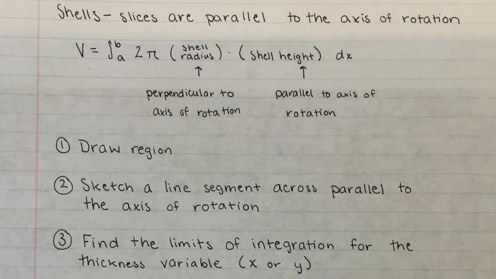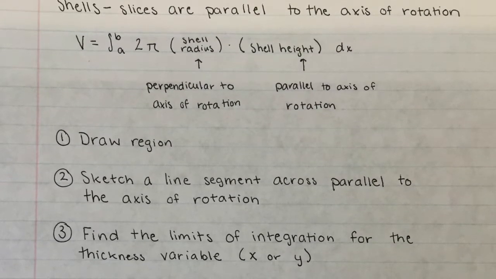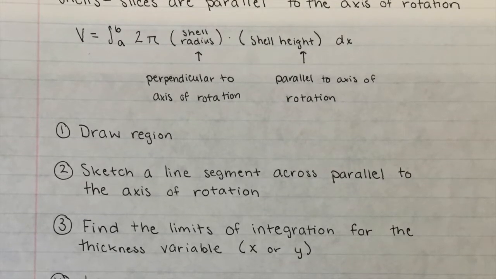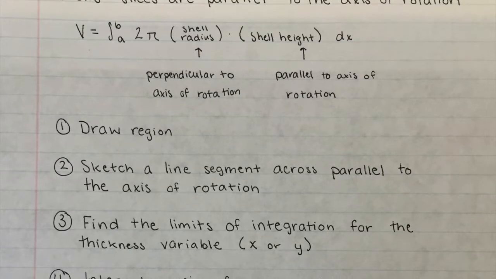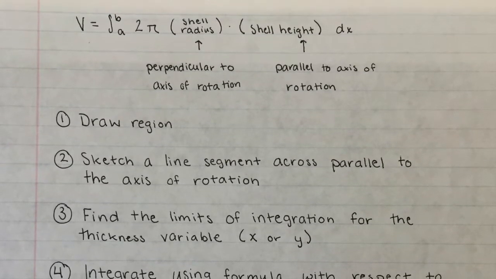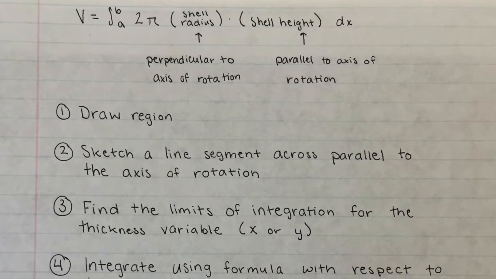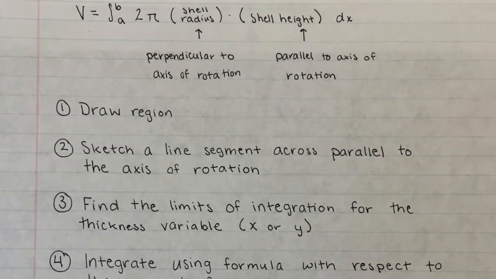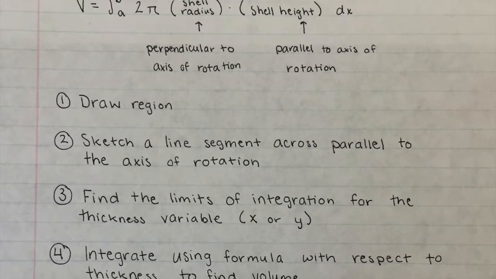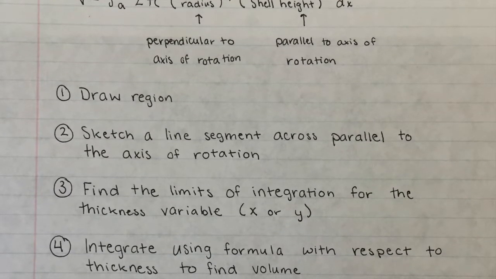So the first step is to draw the region. Step 2 is to sketch a line segment across parallel to the axis of rotation, which is your shell height. For step 3, you find the limits of integration for the thickness variable. So you choose if you need to use terms of x or terms of y. And step 4 is to integrate using the formula with respect to the thickness to find volume.